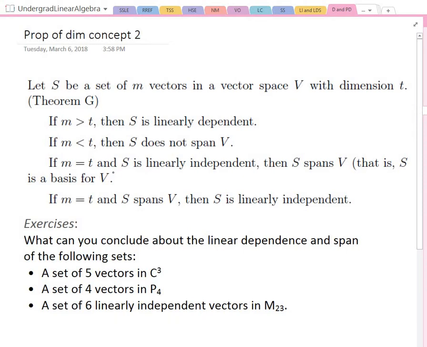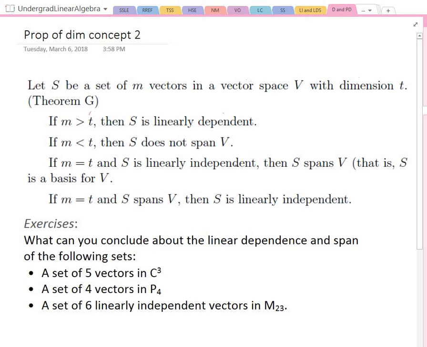All right, so let's go over these concepts here. Let S be a set of m vectors in a vector space V with dimension t. What can we say about S? If m is greater than t, then S is linearly dependent. So if I have more vectors than the dimension, then those vectors must be linearly dependent. There are too many of them. If m is less than t, then S does not span V. In other words, if I have fewer vectors than the dimension, then those vectors cannot possibly span the vector space. So I have too few vectors.